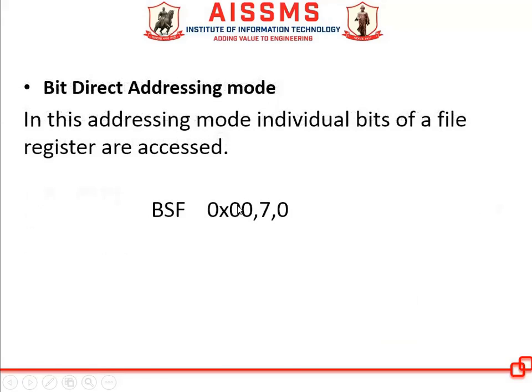Next addressing mode is bit direct addressing mode. In this addressing mode, individual bits of a register can be accessed. Instructions such as BSF 0x00, 7, 0 will set the 7th bit of memory location 000. If individual bits are used, then the addressing mode is called bit addressing mode. So these were the addressing modes of PIC18 microcontroller.